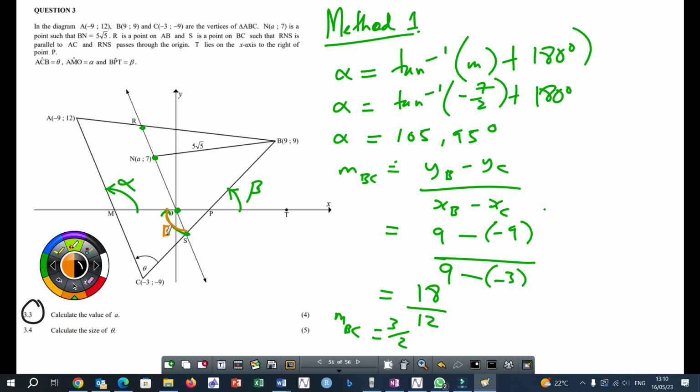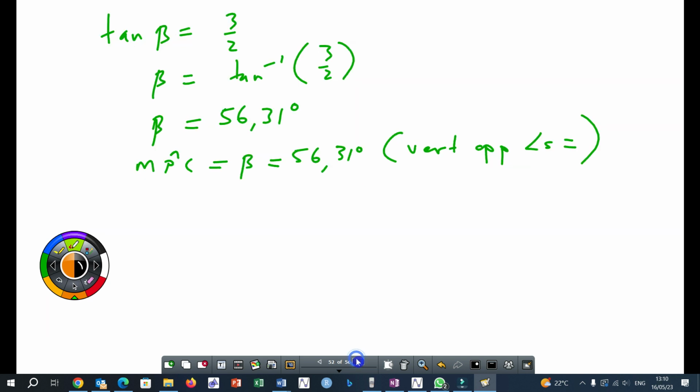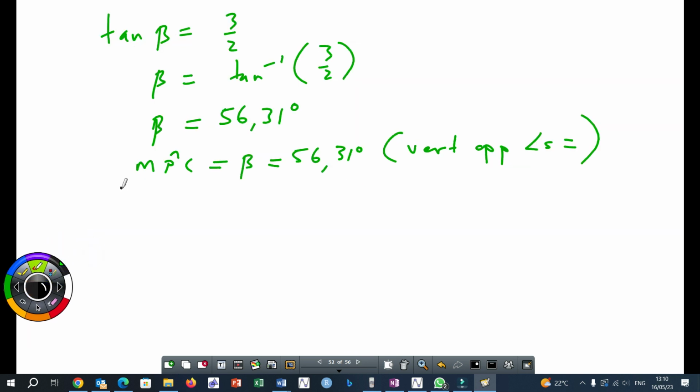Grade 8. Okay. So alpha is an exterior angle. It's equal to beta plus theta. Do you see that? Okay, I hope so. So here I'll say therefore alpha is equal to beta plus theta.